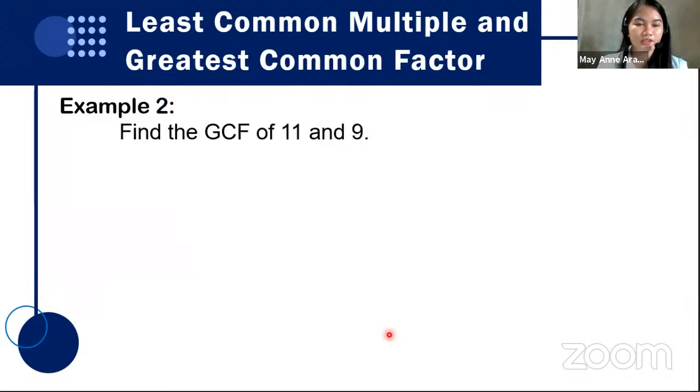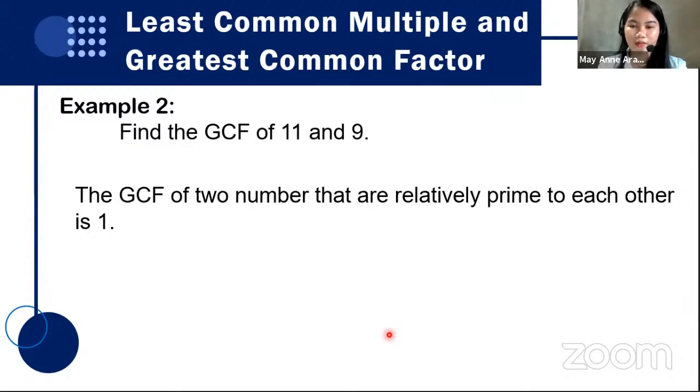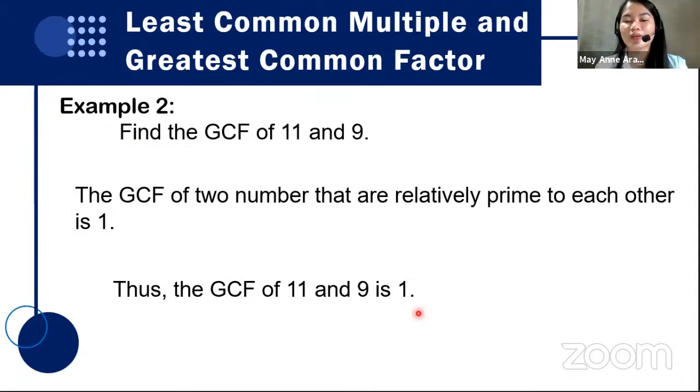Okay. For another example, find the greatest common factor of 11 and 9. Again, these numbers are relatively prime to each other. So in LCM, we just multiply the two relatively prime numbers to get the LCM. And for GCF, we only have one answer for this. The only common factor for relatively prime numbers is 1. So the GCF of 11 and 9 is 1. So automatic, if they are relatively prime, the GCF is always 1, since yun lang naman yung common factor nila, di ba? 1 times 11, and for 9, 1 times 9. The only common factor is 1. Therefore, GCF is 1.